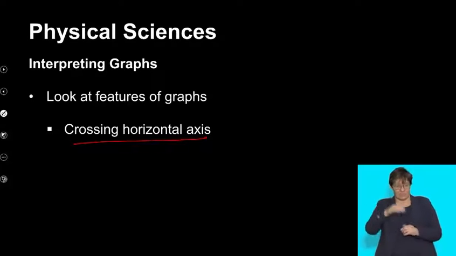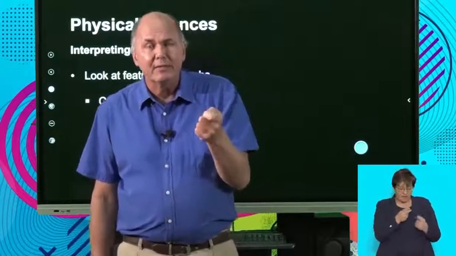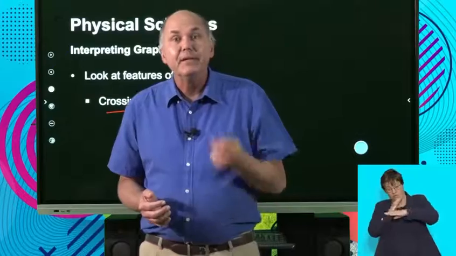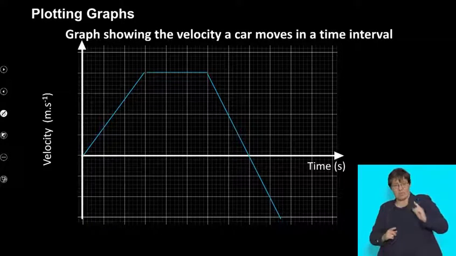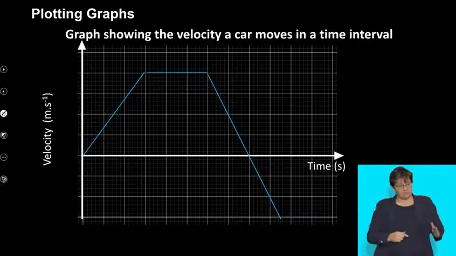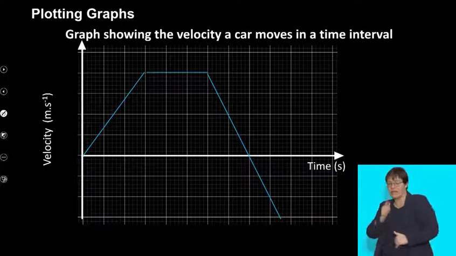This is particularly important when we're dealing with vector quantities, because remember what a vector quantity is. It's something that has magnitude and direction. And we can indicate that direction as being, for example, positive or negative. So in the graph, when a value crosses the horizontal axis, then there's been a change in direction. So have a look at this graph. We've seen one like this before. What's it telling us? Because we've got a number of features.